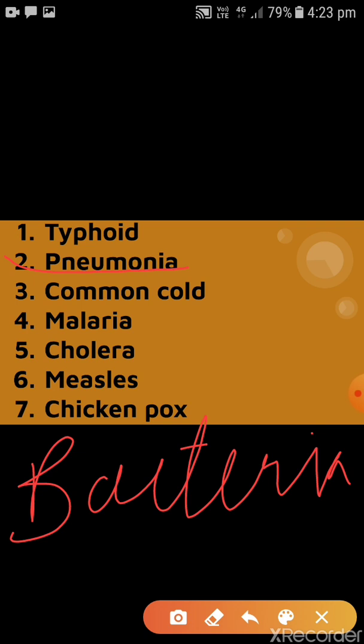What are the symptoms of pneumonia, children? Symptoms for pneumonia are high fever, cough, shortness of breath, bluish lips and fingernails, and weakness. Okay, so for pneumonia, which microorganism is responsible? Bacteria.